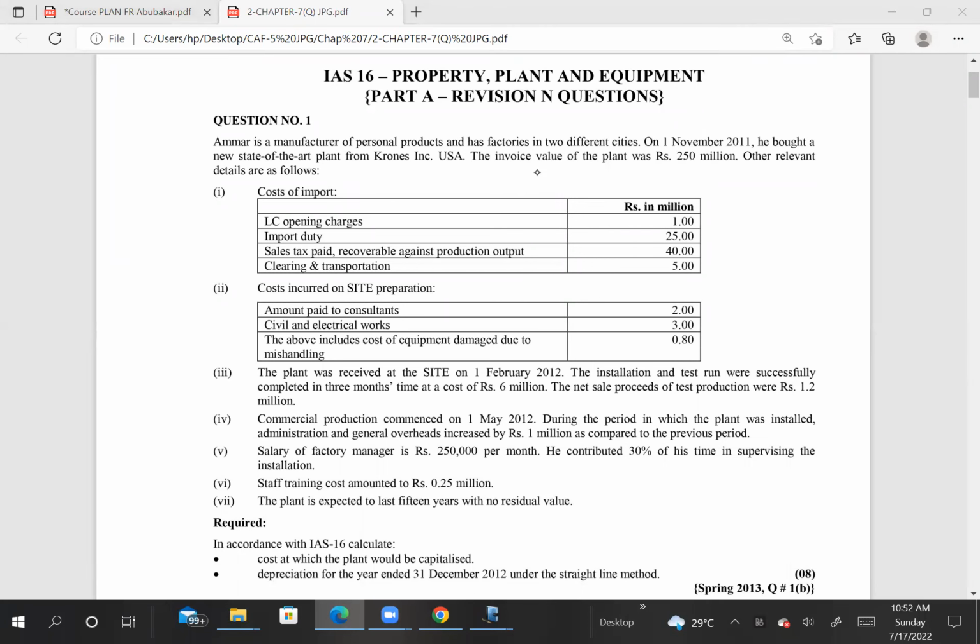So please let me know. Take your time and try to calculate the initial cost of the asset and let me know. Then we will discuss the solution.